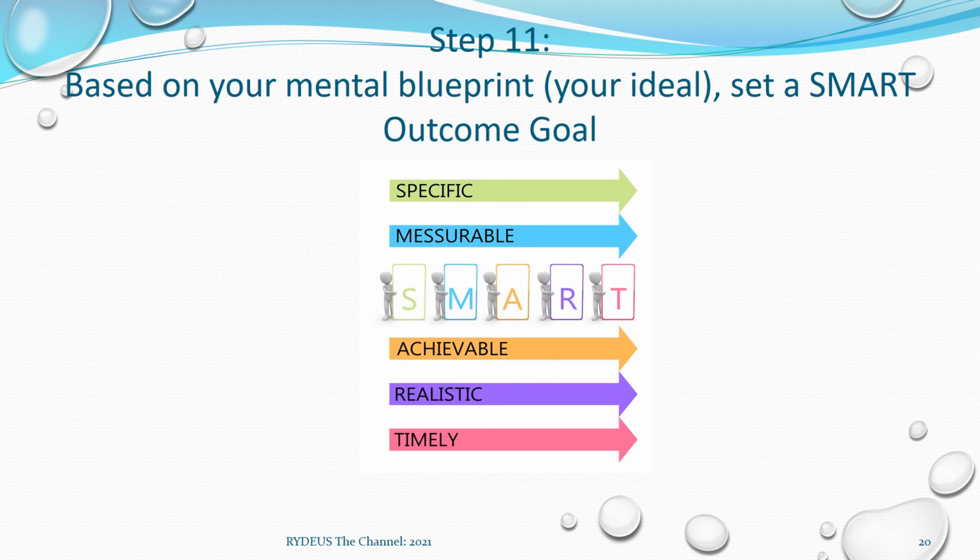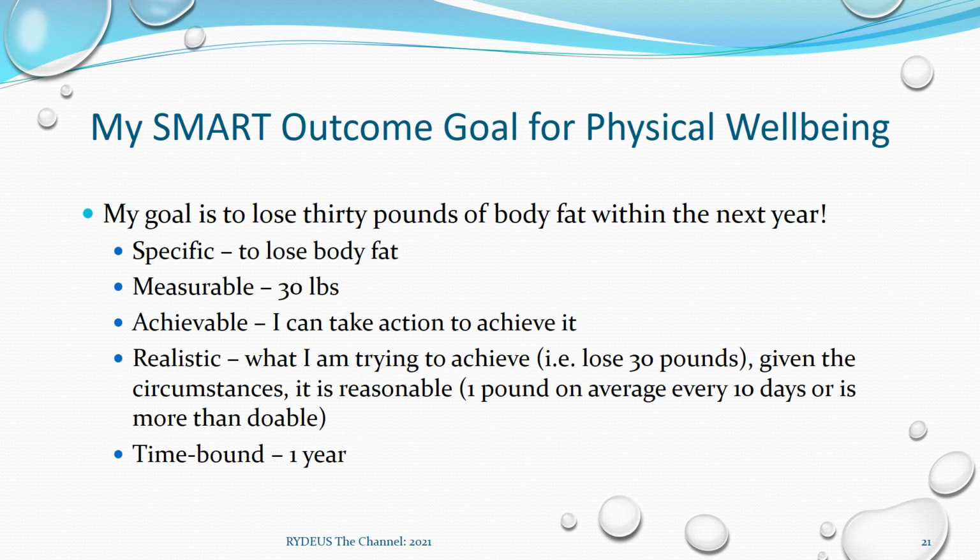Let's look at it by way of an example. My SMART outcome goal in relation to physical well-being is to lose 30 pounds of body fat within the next year. Let's see if it's SMART. Let's see if it's specific, measurable, achievable, realistic, and time-bound. So it's specific because I want to lose body fat. There's no two ways. It's unambiguous. It's precise. I want to lose body fat. It's measurable because I have an objectively quantifiable amount there: 30 pounds. That's what I'm going after. It's quantified.